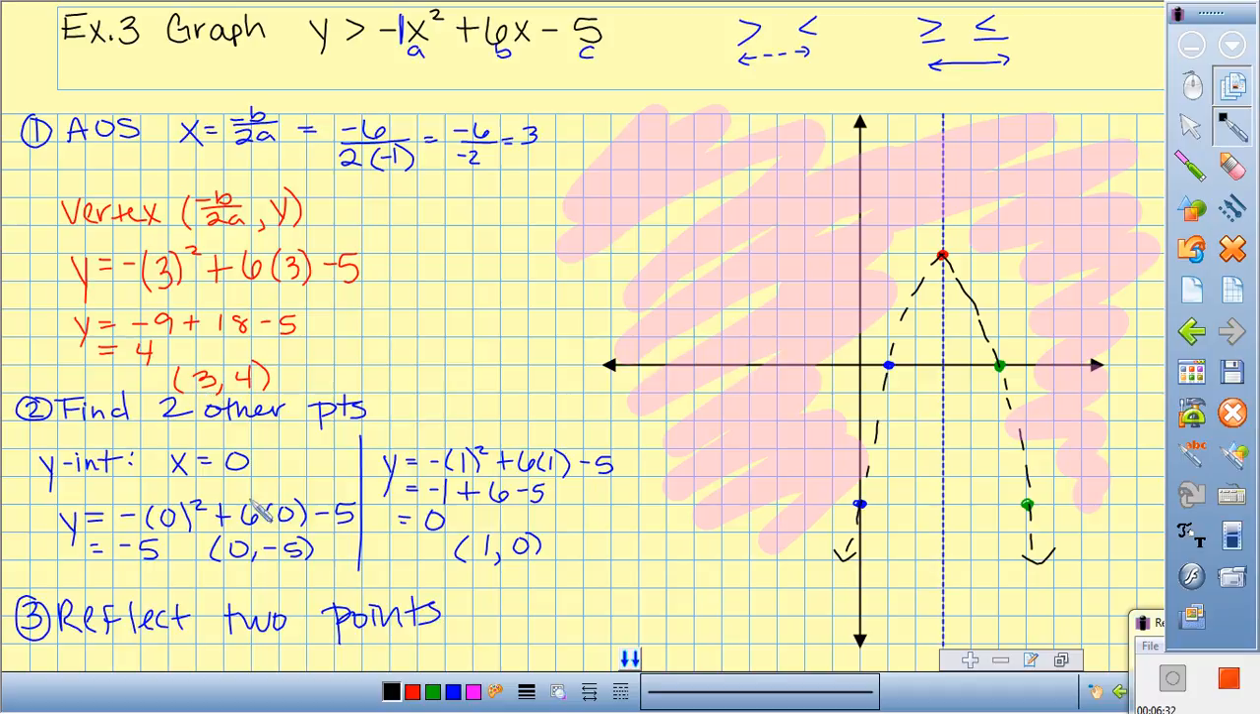Then you just need to find 2 other points so you know what your parabola looks like. And one of them is always going to be your y-intercept. Just plug in 0 for x and find your y-intercept. And then find one more point on that same side so that then you can reflect those 2 points over onto the other side of your axis of symmetry.